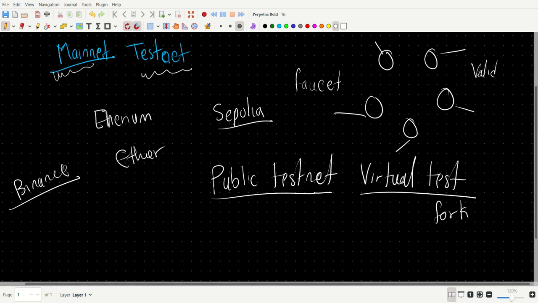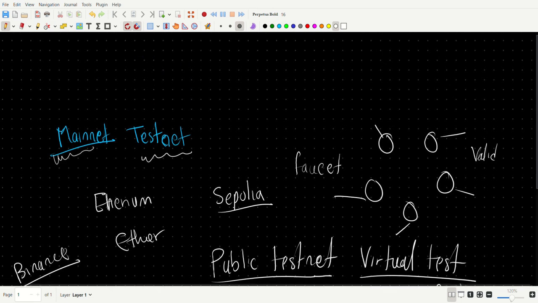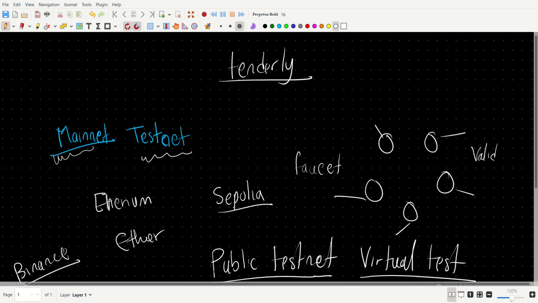So there are companies that provide access to a virtual testnet. They help you fork a real testnet or mainnet and then give you the chance to adjust it to your taste. An example is Tenderly. Tenderly is an example of a company that provides the virtual testnet service.